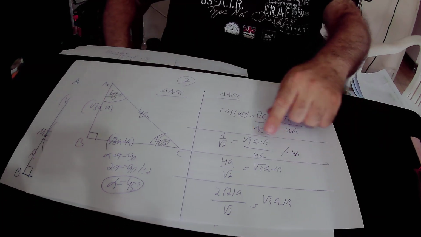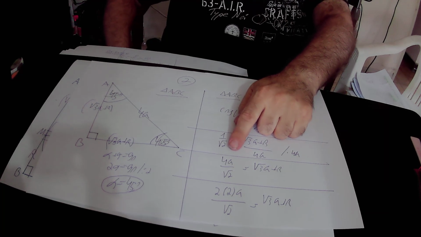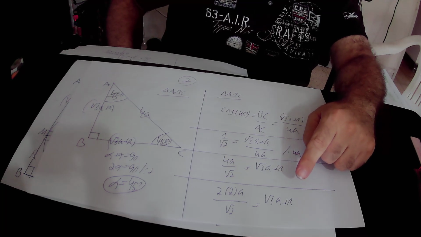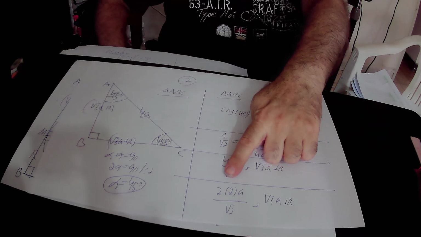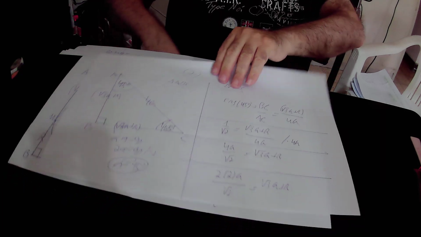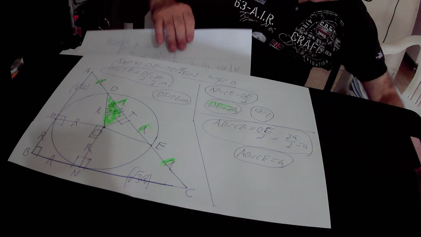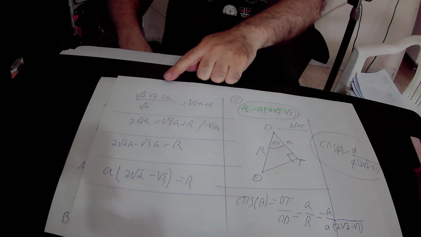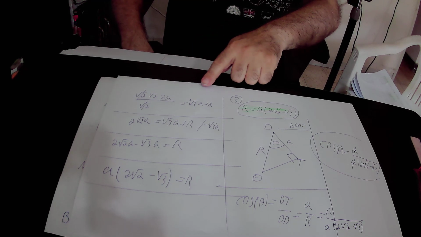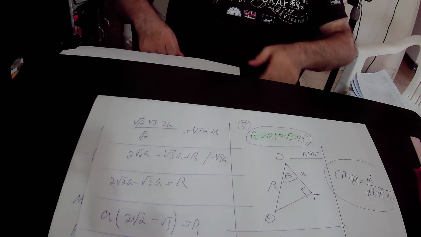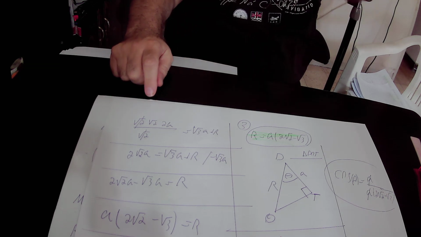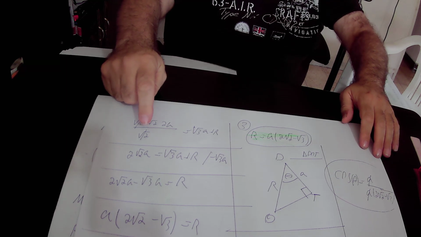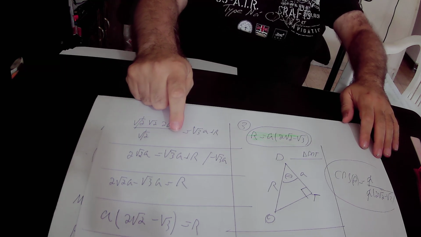Then we substituted 4 by 2 times 2 and found that 2 times 2 times A over square root of 2 equals square root of 3 times A plus R. Here we substituted one of the 2's by square root of 2 times square root of 2, and we got that square root of 2 times square root of 2 times 2A over square root of 2 equals square root of 3 times A plus R. We have square root of 2 in the numerator and square root of 2 in the denominator, so square root of 2 will get cancelled. And we are left with only 2 times square root of 2 times A, that is equal to square root of 3 times A plus R.